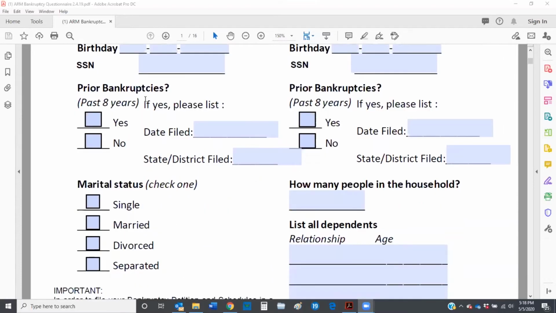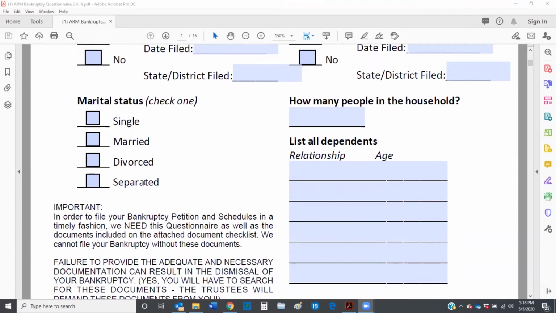Going down further, it talks about prior bankruptcies. If in the last 8 years either of you have had a prior bankruptcy, please indicate yes or no. Write down the date that it was filed as well as the state and/or district. You're going to indicate your marital status as well as how many people live in the household.